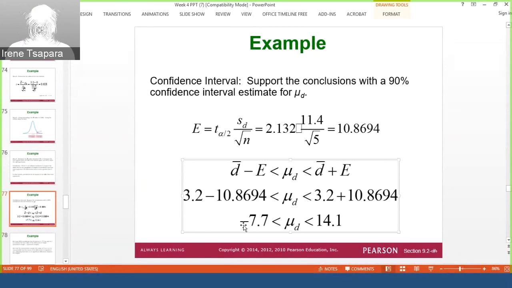The result will be negative 7.7 and 14.1. Now, as you can see, the interval that you see right here includes the number 0. So what does this mean? This means that the mean of the differences can be either smaller or bigger than 0. So this means that basically your confidence interval is almost split between presidents that are taller than their opponents and presidents that are shorter than their opponents.